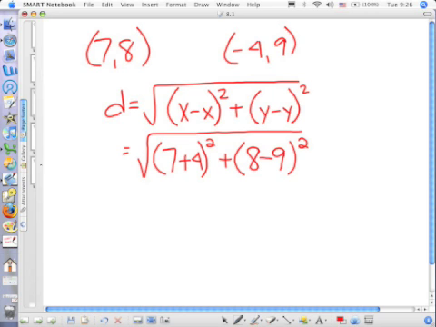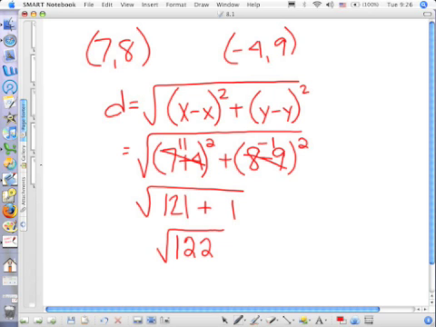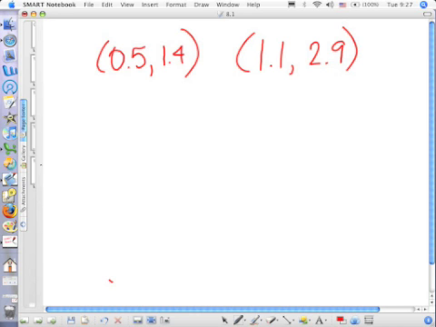7 plus 4 is what? 11. 11 squared is? 8 minus 9 is? Negative 1 squared? 1. We need to add that up and then take the square root. That's 122. Now, if you try to break down 122, it's 2 times 61. You can't do anything with it. So you leave it as the square root of 122, the distance between those 2 points. Now try this one.